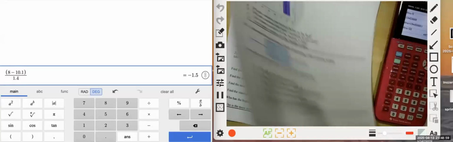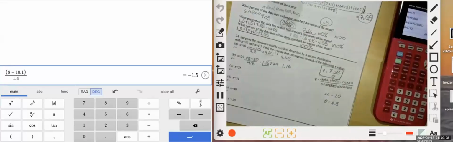Standard deviation. This whole page is about standard deviation. And then we got into the 3.4 stuff that we pretty much went through all of those.